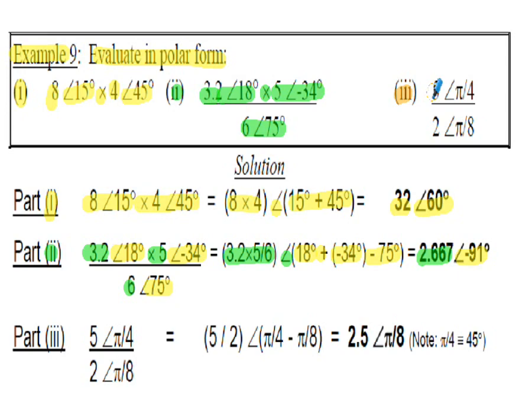Part 3, we're given 5 argument pi upon 4 divided by 2 argument pi upon 8. Obviously those are angles in radians here. So for part 3, we end up with 5 divided by 2 for the modulus, and the arguments of pi upon 4 subtract pi upon 8. Evaluating this, we get 2.5 for the modulus and an argument of pi upon 8. Just be careful there with your use of fractions. Pi upon 4 is 45 degrees, so pi upon 8 is 22.5 degrees.